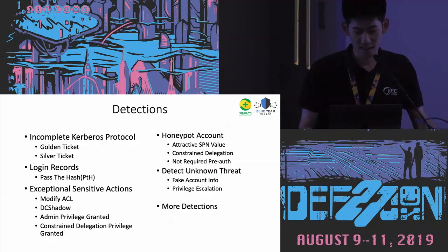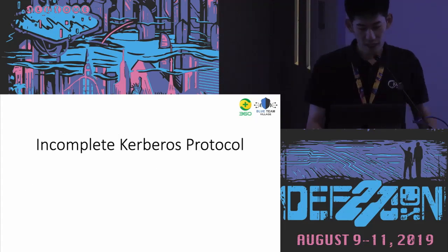Then this is the important part. According to the way of detections, we will explain this content through five kinds. The content covers most common attacks, and more detection methods are not listed because of time. The first kind, incomplete Kerberos protocol.